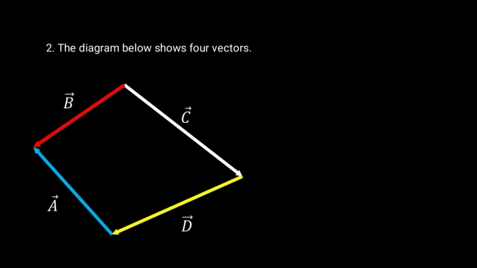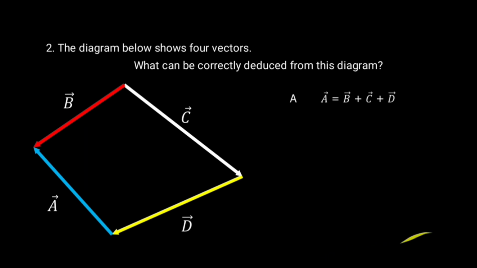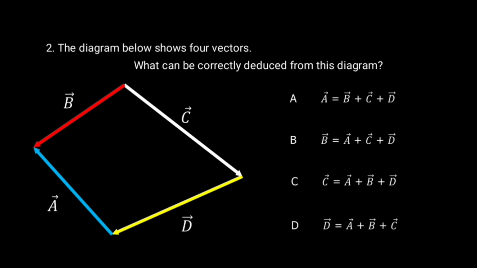We've got one more example to do. In this example, we've got 4 vectors. Question is, what can be correctly deduced from this diagram? Do you think you can be able to work this or solve this problem quickly? If you can, pause the video, solve the problem, and see if your answer agrees with us. If not, let's discuss why and why not.